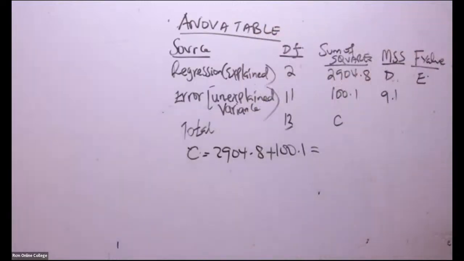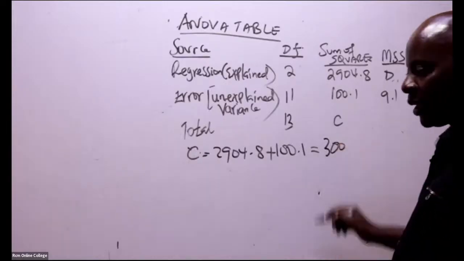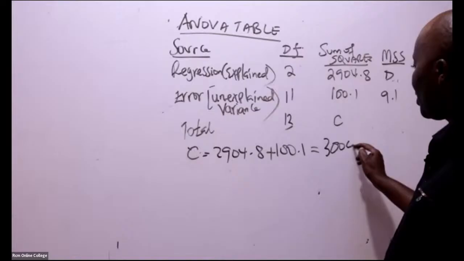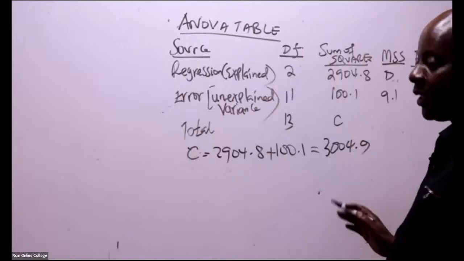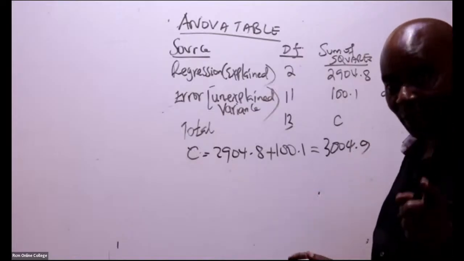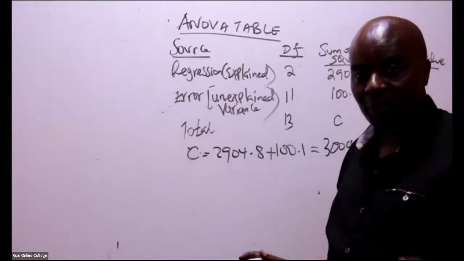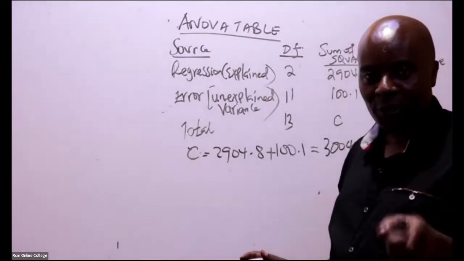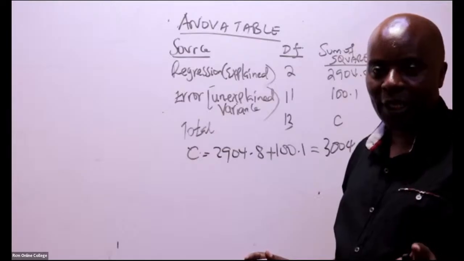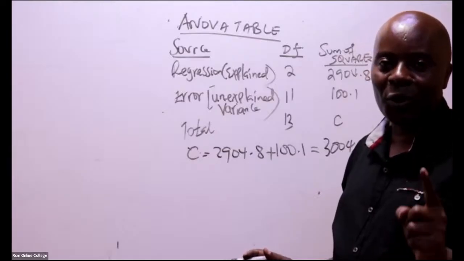I'm waiting to get a number from you. So this is 3005.9, like that. Thank you so much. Now you can see, you are the ones now who are giving me these answers. Last semester, you were not able to get those answers, but don't worry. You'll even see this next one and be able to get it right.